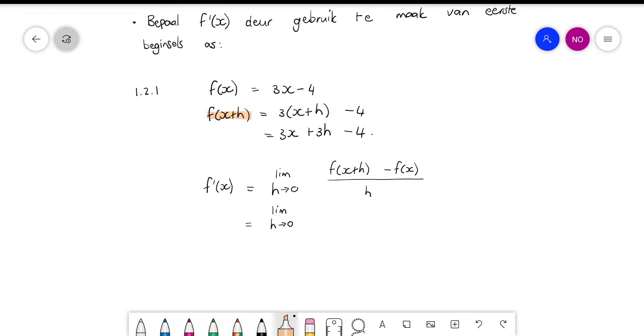So we go and we substitute this in there, and this in there. Die minus is deel van die formule. So if you have a minus in a formula, remember to use your brackets to ensure that you're not going to make a sign error.